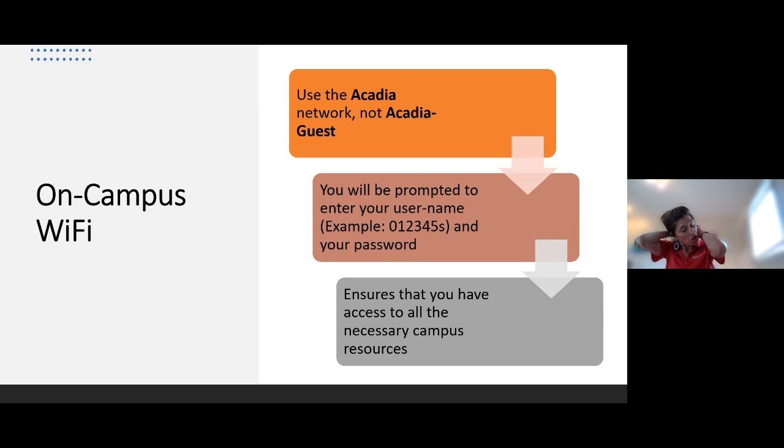So we've talked about off-campus access. There are a couple of specific things on campus. So if you're on campus and you're trying to connect to the Acadia Wi-Fi, use the Acadia network, not the Acadia guest network. The Acadia guest network won't give you access to all the resources that you need, so it is really quite important to use the Acadia network. You'll be needing to get your username, as we talked about at the beginning, so that email address and your password. And again, it makes sure that you have access to all of the resources.